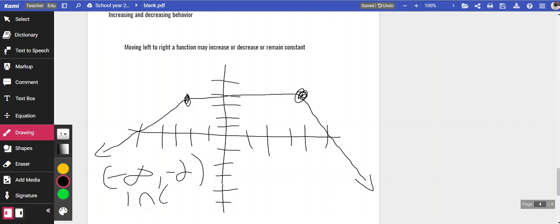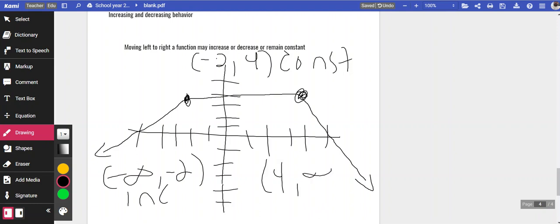But then from -2 to 4, I'm constant. I can't include the endpoints because I don't know what's going on there. But from -2 to 4, I'm constant, which is fine. Think of it as slope of 0. And then what's happening here? From 4 forever is decreasing. So from 4 to positive infinity, you are decreasing. And that's how you talk about intervals.